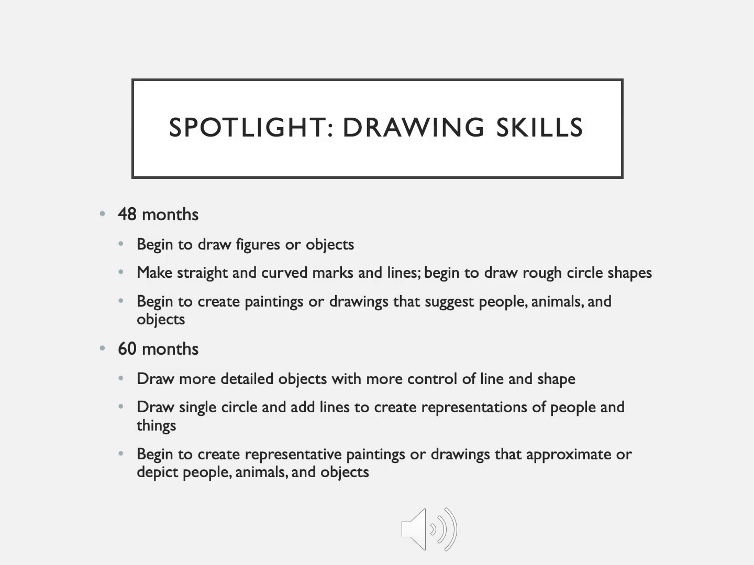Okay, so now I'm going to spotlight some drawing skills, and you'll also see that on slides 22 and 23, we're talking a little bit more about those drawing skills just in the form of pictures. Around 4 years old, children are starting to be able to draw figures, and they might make straight or curved marks on their papers and begin to draw lines. Then they'll start to have the beginnings of representational artwork with their paintings or drawings that suggest the people or animals or objects in their life.